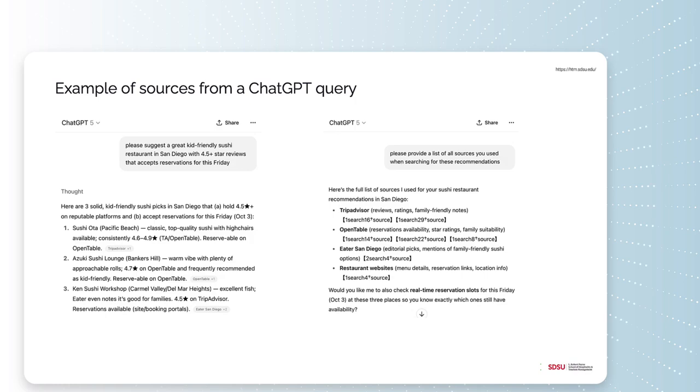You're looking at a screenshot from ChatGPT, a query that says, please suggest a great kid-friendly sushi restaurant in San Diego with 4.5-star reviews that accepts reservations for this Friday. I got a recommendation for a few restaurants, and on the right here in the screenshot, you can see the list of sources that it was pulling to recommend these specific restaurants for me. There's TripAdvisor, there's OpenTable, and Eater San Diego, an editorial source, and also direct restaurant websites.